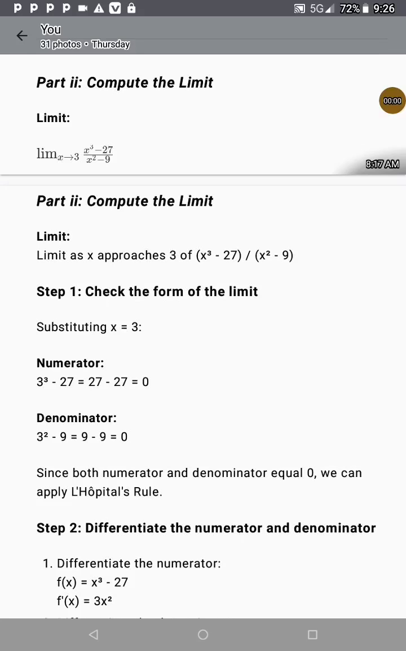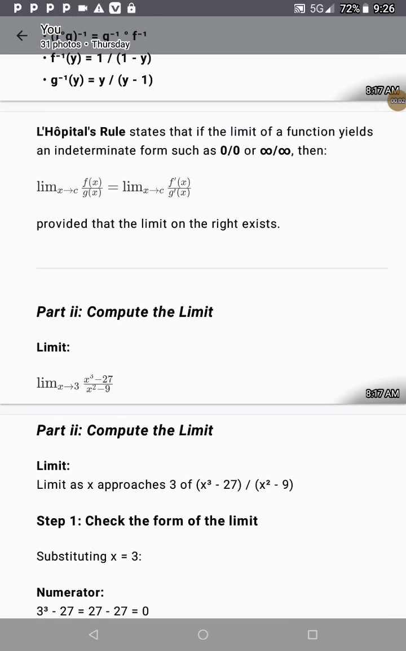The next question. I guess the first part says define or state L'Hopital's rule.